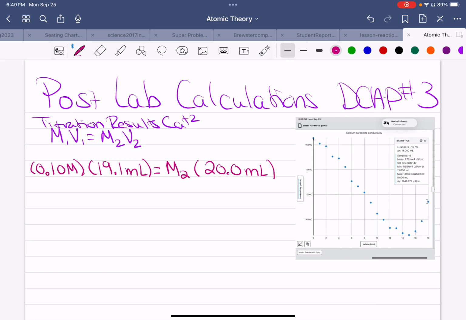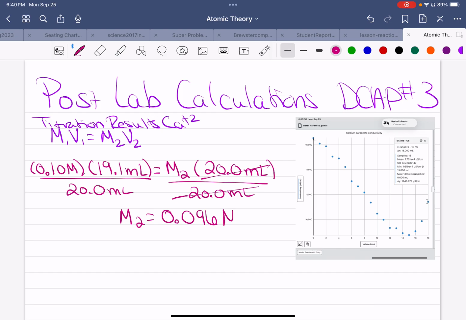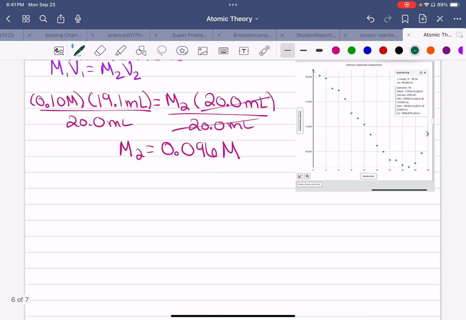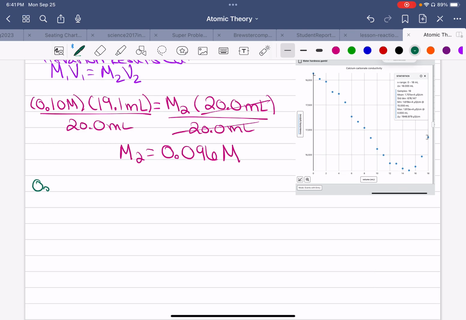And so when I do my calculation, I'm going to take this, I'm going to move it to this side over here. My M2, when I perform the operation, is going to be 0.096 capital M. Okay. And that's fine and dandy, but we're trying to get everything equal to what you would normally have in the real world. So we're going to take our 0.096, and that's moles per liter.